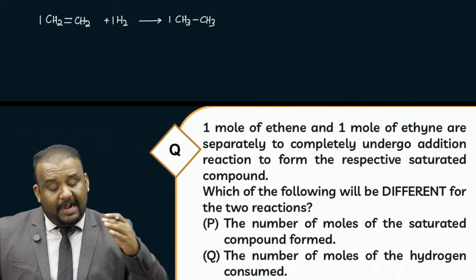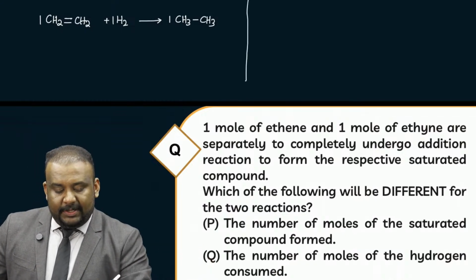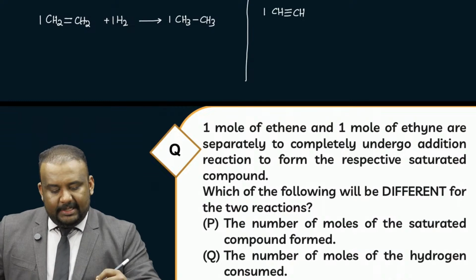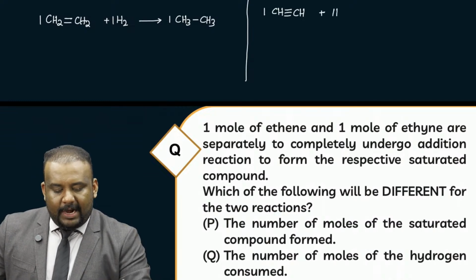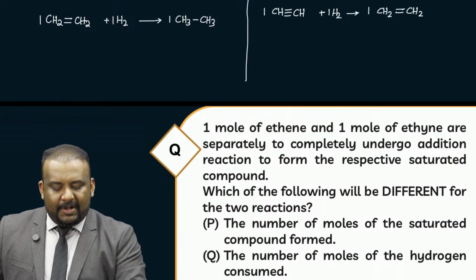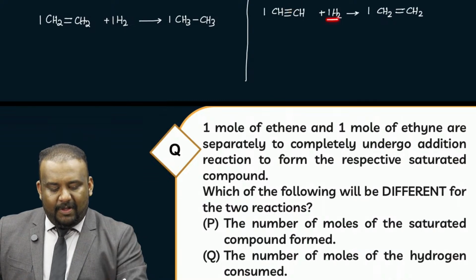And they said 1 mole of ethyne is also undergoing reaction. So let me take ethyne. What is ethyne? CH triple bond CH. This will undergo addition with 1 mole of hydrogen to form CH2 double bond CH2. You guys understand that? Because there is a triple bond here, first one of the bonds is broken, 1 mole of hydrogen is added, and you get a double bond.